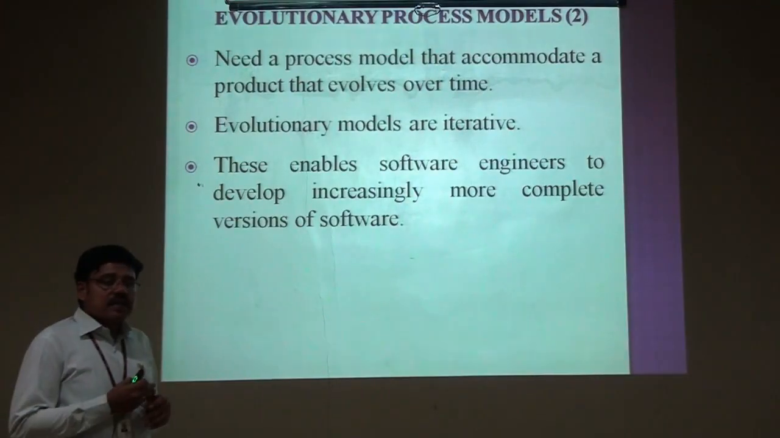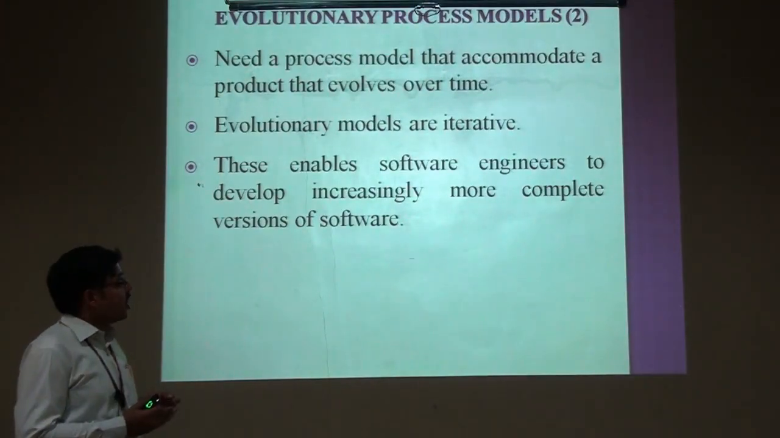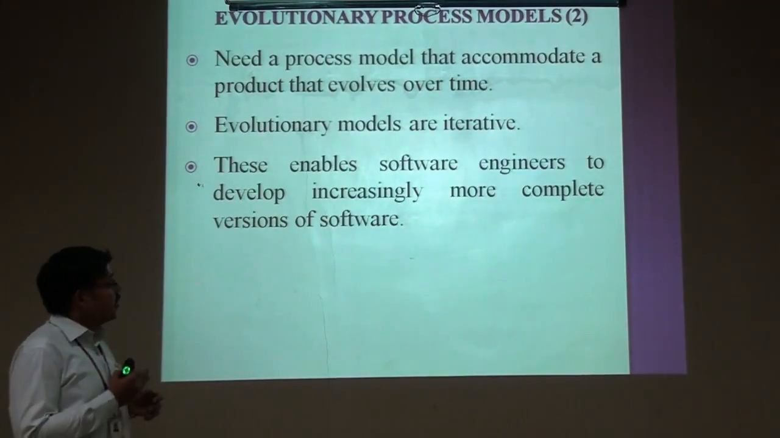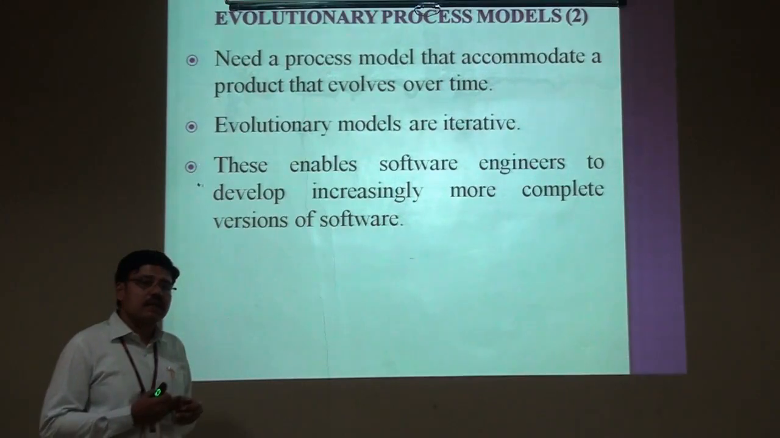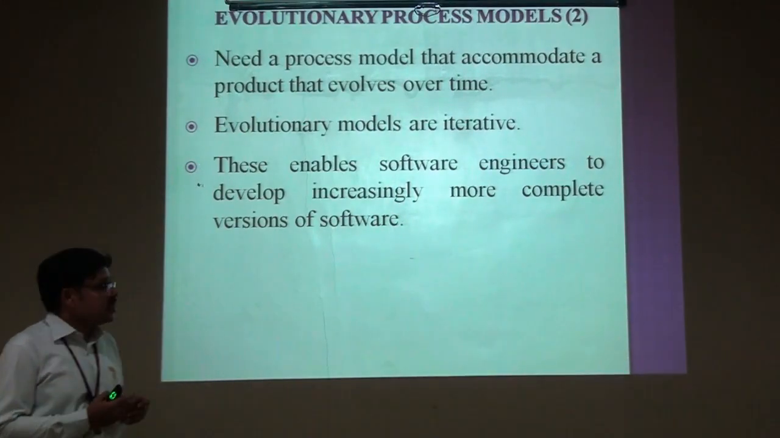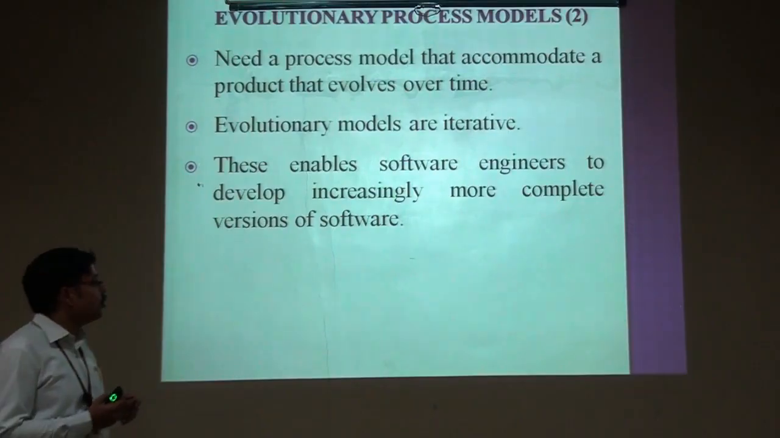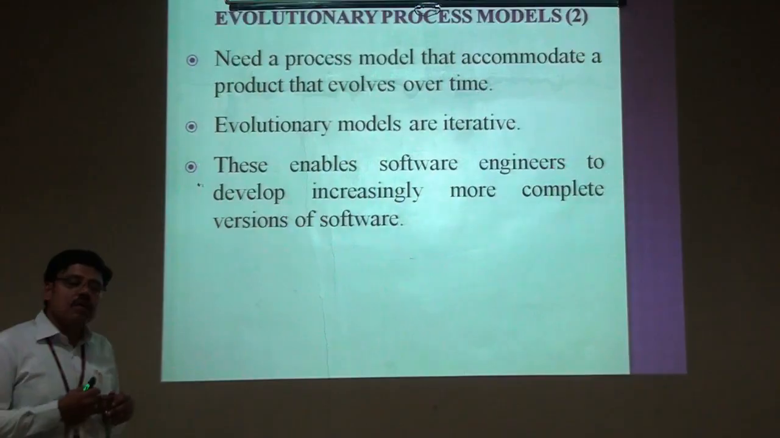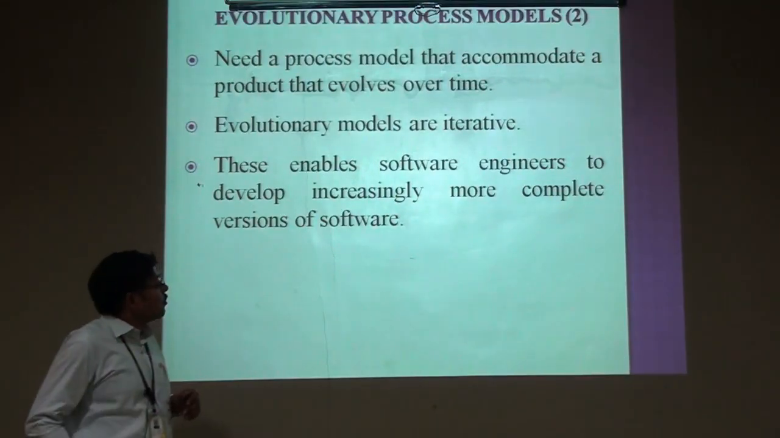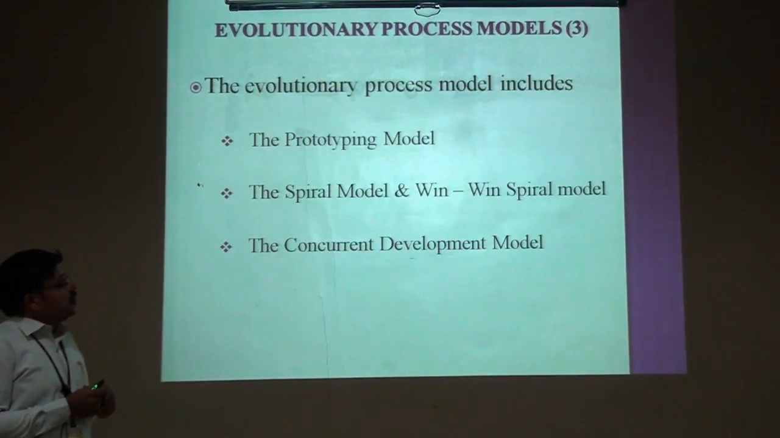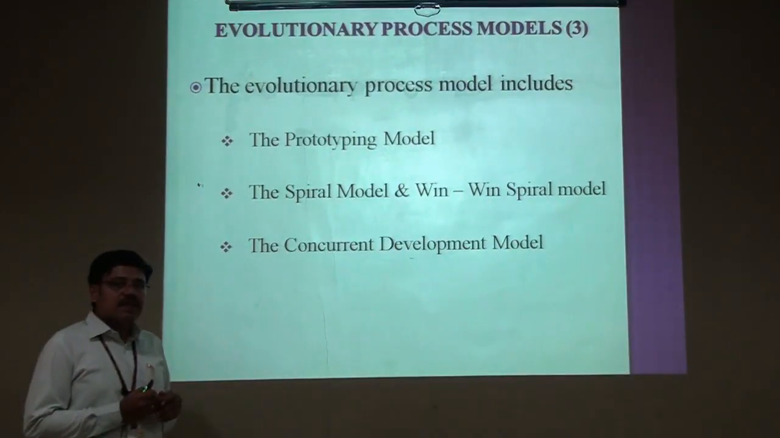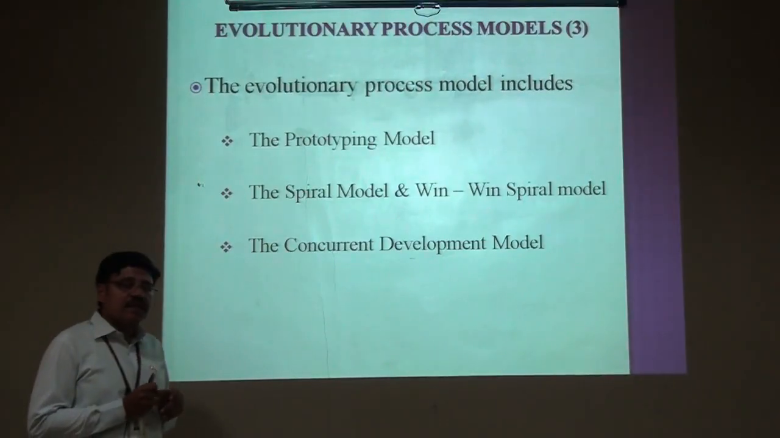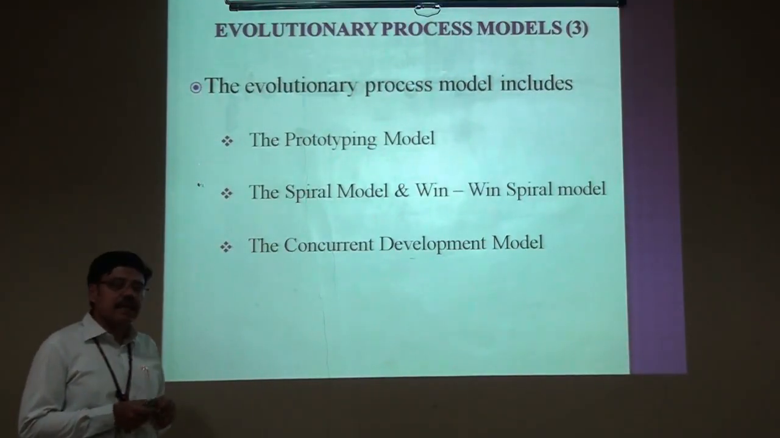So we need a process. Software engineers need a process model that accommodates a product over a period of time. Evolutionary process models are going to be iterative. These process models enable software engineers to develop increasingly more complete versions of software over a period of time. Okay. There are three types of evolutionary process model. The first one is the prototyping model, the second one is the spiral model and win-win spiral model, and the third one is the concurrent development model.